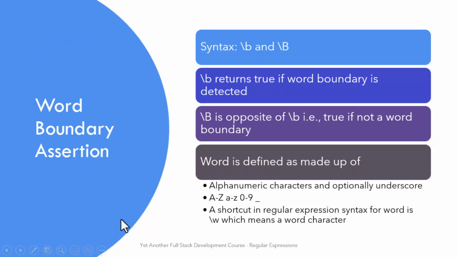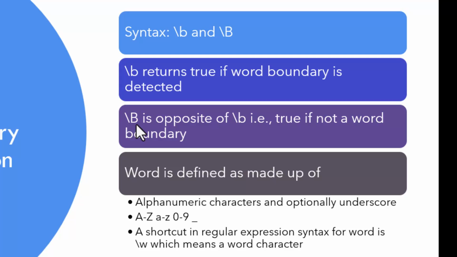Let's go to our next one, which is the word boundary assertion. That's the last one. The syntax is backslash small b and backslash big B, and you need to be careful with those because backslash small b returns true if a word boundary is detected, and the backslash capital B is the opposite of backslash small b. That is true if not a word boundary.